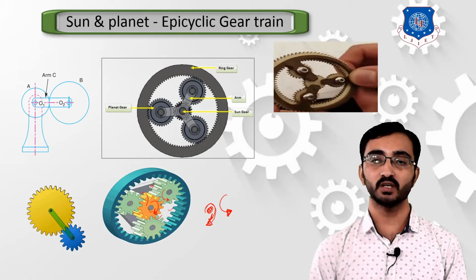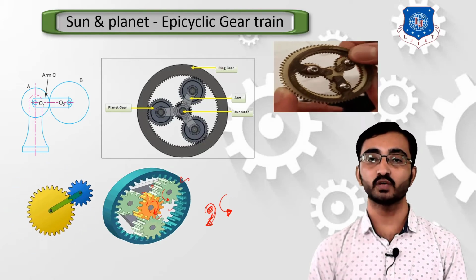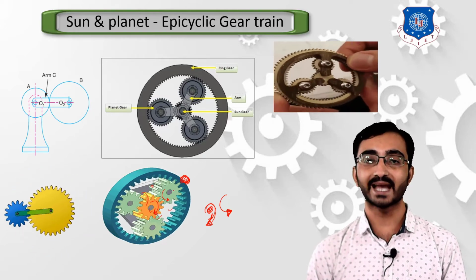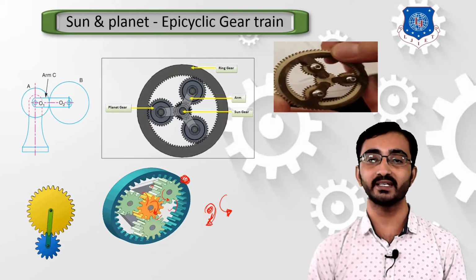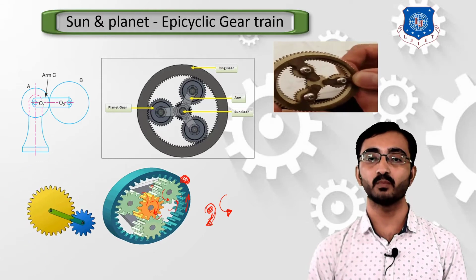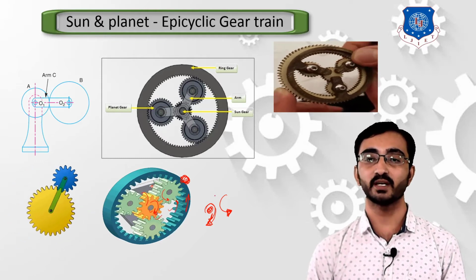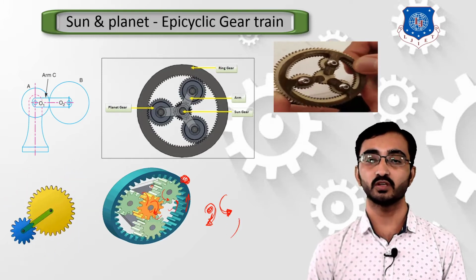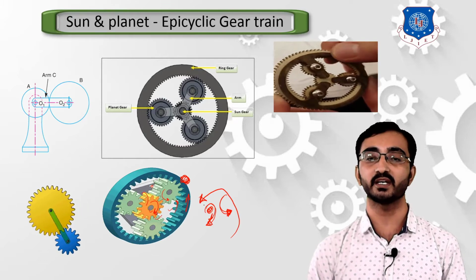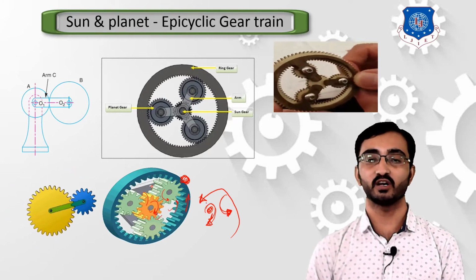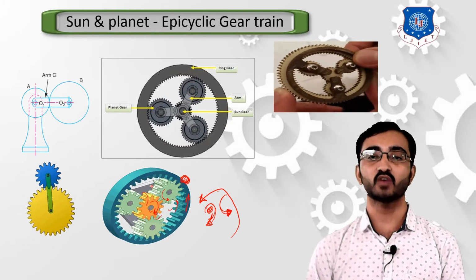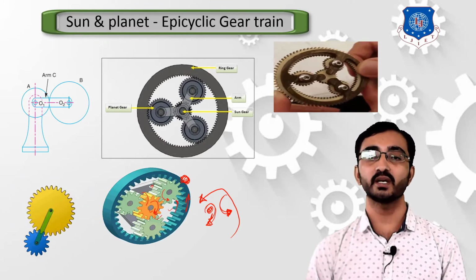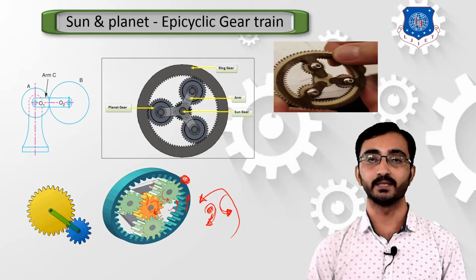But with respect to the annular gear, the direction of motion of the planet gear as well as the annular gear is the same. Over here, the planet gear is moving in the anti-clockwise direction, so the whole annular gear, or ring gear, is also rotating in the anti-clockwise direction. Let's solve one numerical containing a sun and planet gear assembly so that you can understand this fundamental more clearly.